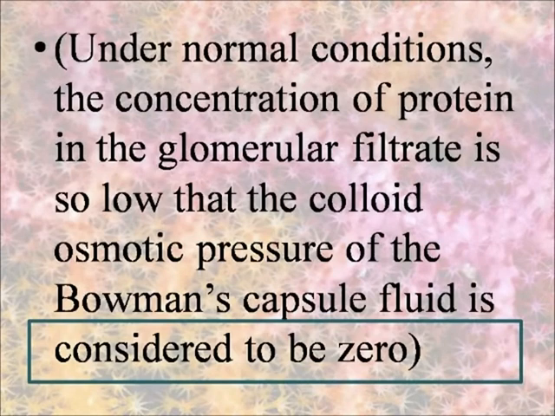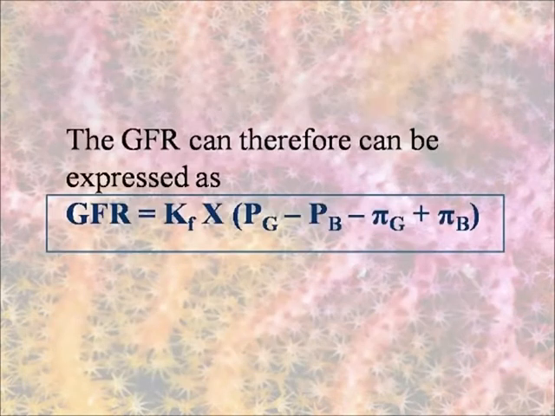Under normal conditions, the concentration of protein in the glomerular filtrate is so low that the colloid osmotic pressure of the Bowman's capsule fluid is considered to be zero. The glomerular filtration rate can therefore be expressed as the following equation.